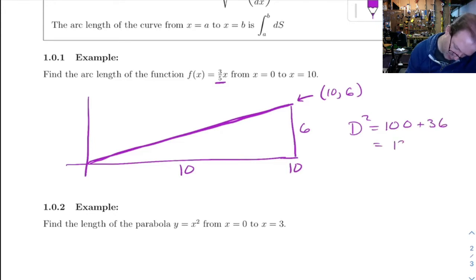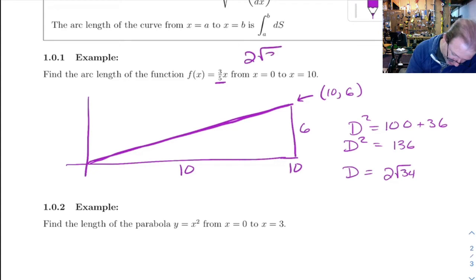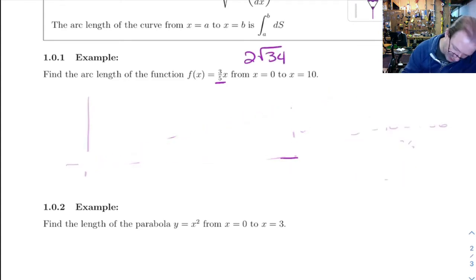So 136. So what is that? Square root of 136 is 2 root 34. Okay, so the length of that hypotenuse is 2 root 34. I'm going to put that up here just to save it. Let's see that using this formula is going to give us the same thing.